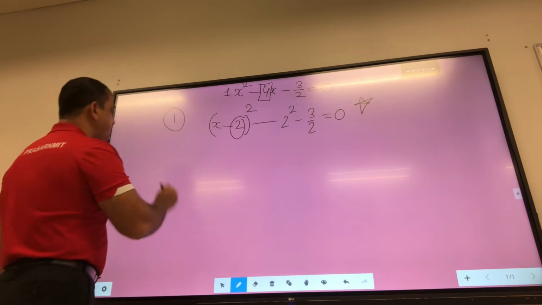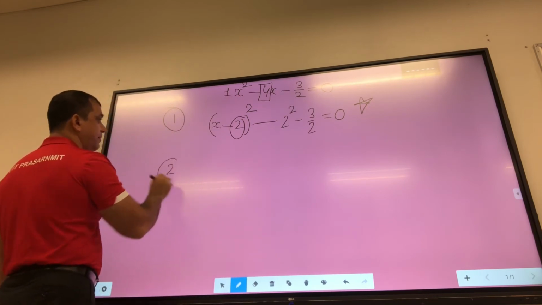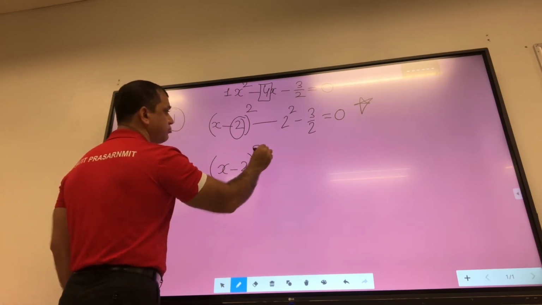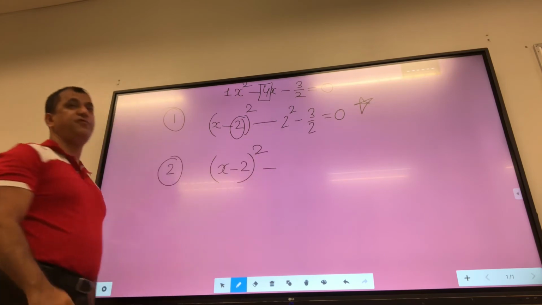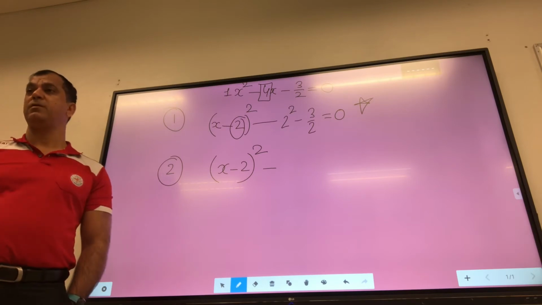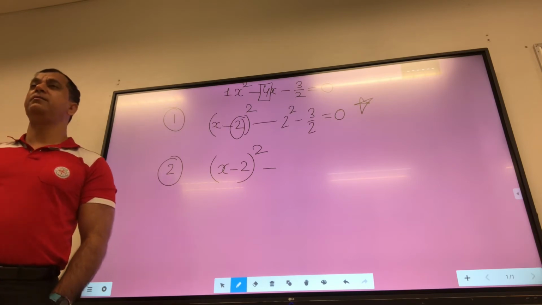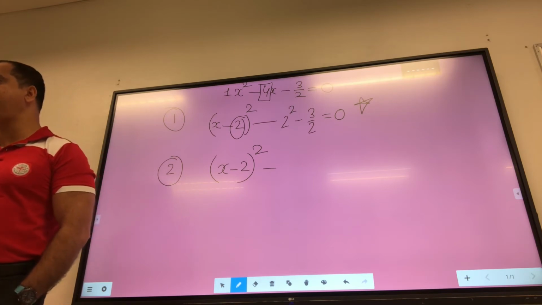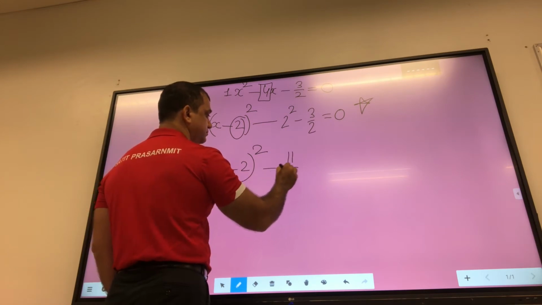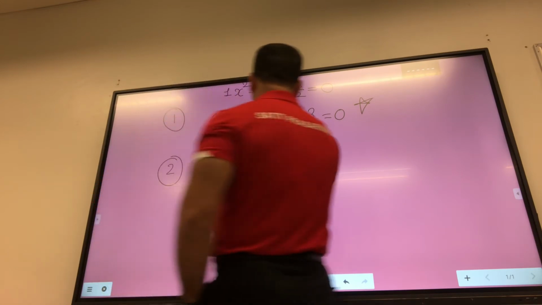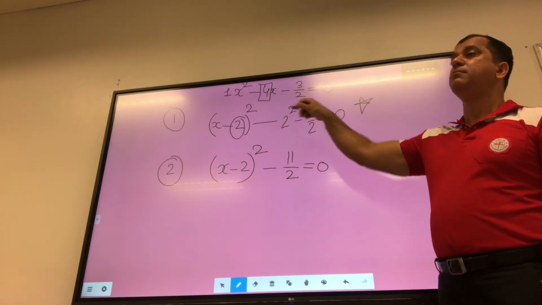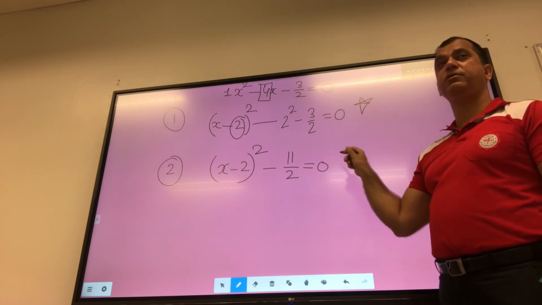Okay, so in step number 2, we are going to simplify a bit. This is x minus 2 whole squared, minus 2 squared, which is 4, minus 4 minus 3 by 2, which will be minus 8 minus 3, which is minus 11 by 2. Is that fine? Yes. Again students, minus 2 squared is minus 4, minus 4 minus 3 by 2 is minus 8 minus 3, which is minus 11 by 2, equal to 0.